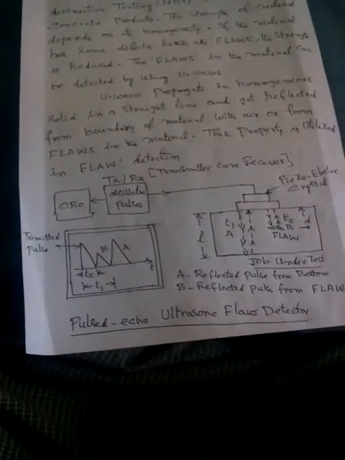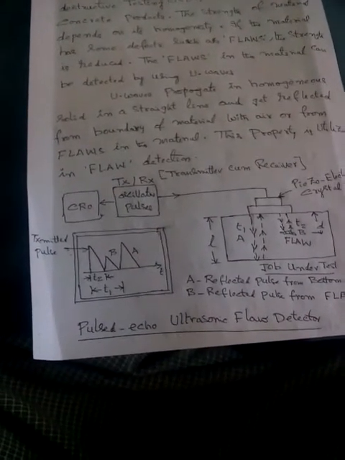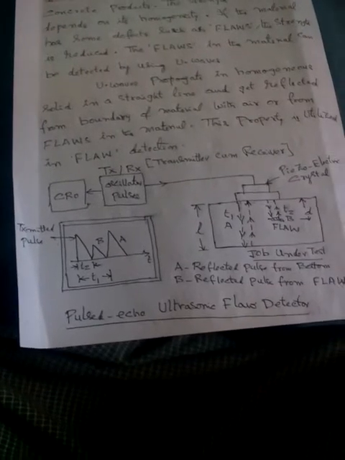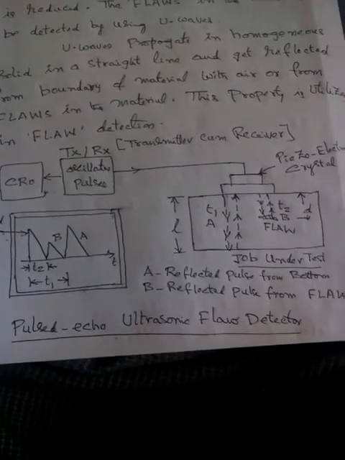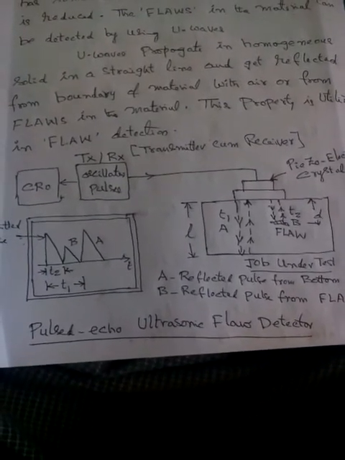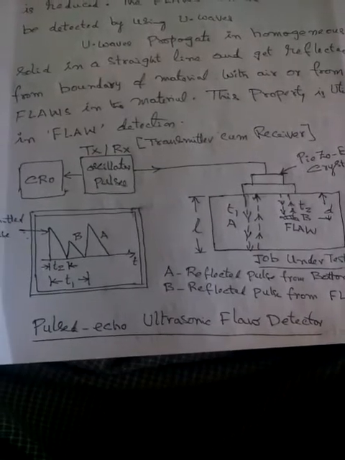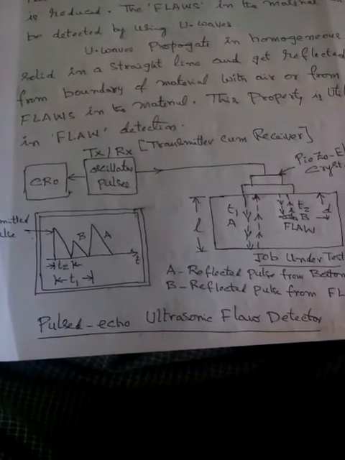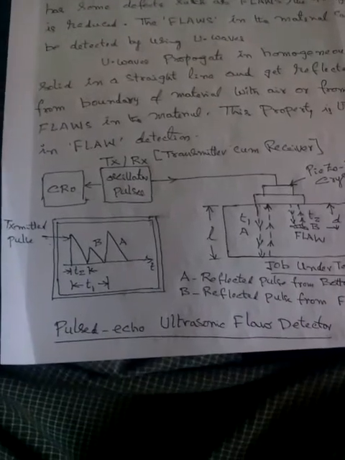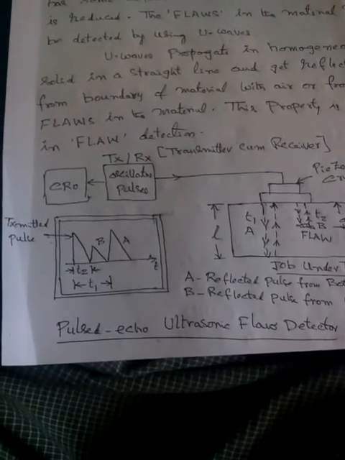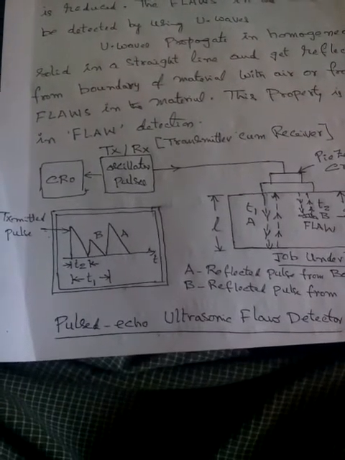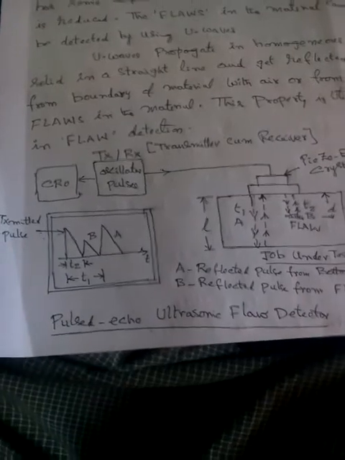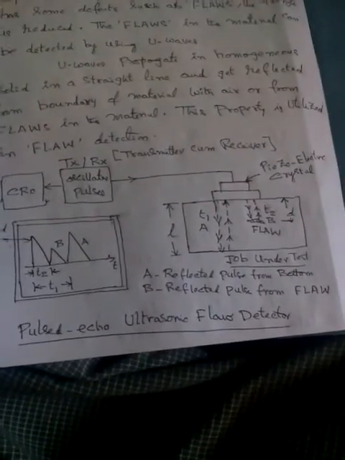Okay, ultrasonic flaw detector. Please note down this diagram if you have not already taken, because already I have sent notes. In the notes also this diagram is there. Here the diagram is given very clearly. Okay, the CRO video is shown here, transmitted pulse B, A, T2, T1. Okay, that I think will give how it works. Okay, this is next.